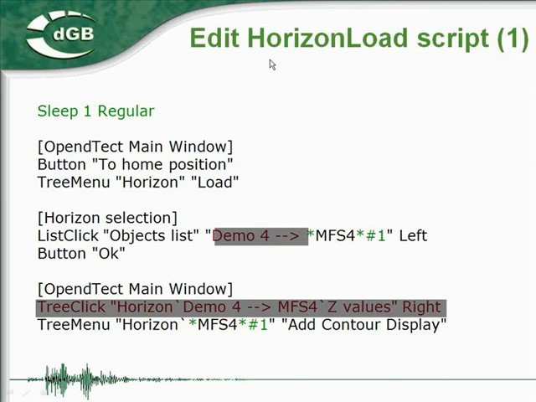I'll now show you how I edited the original horizon load script we just recorded, to give some examples of what you can do. It is not that everything which is in here you should do as well to make your script better. It's simply a couple of examples. The things I removed from the original script are grayed out, and the things which I added are displayed in green. So before starting the script, I added the command sleep 1 regular.